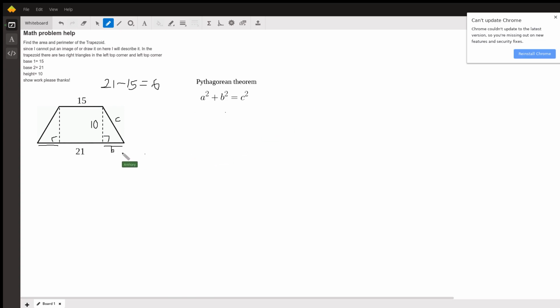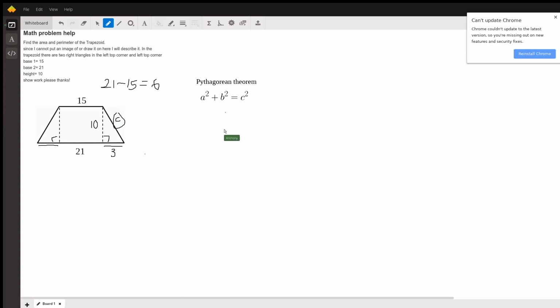And like I said, because each of these leg lengths are the same lengths and add up to 6, this B length is going to be 3 units. And it's going to be the same on this side as well. But now we have A, we have B, and we can plug it into our Pythagorean theorem and find this value, C, okay? So I already wrote this out because I don't have the time.